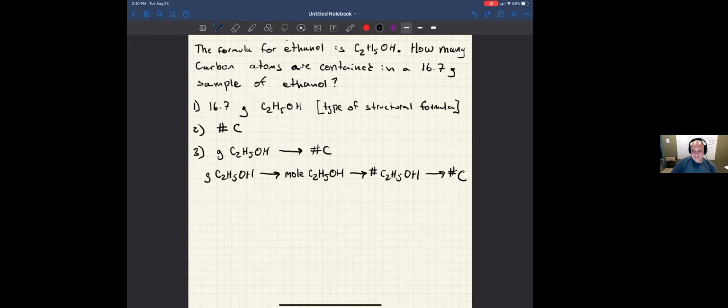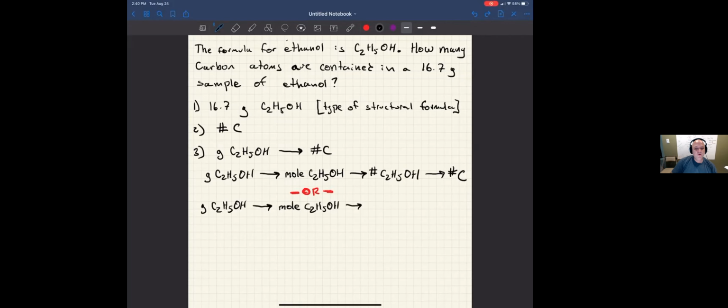So I've got my entire step-by-step plan. The first step being the molar mass, the second step being Avogadro's relationship, and the last step being a relationship from the chemical formula. Now, what was the alternative pathway? I still start out with grams of ethanol, and with grams of ethanol, I still would want to convert it to moles of ethanol through the molar mass.